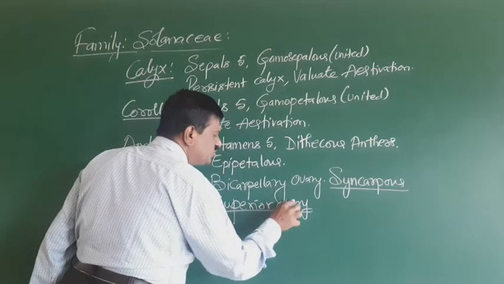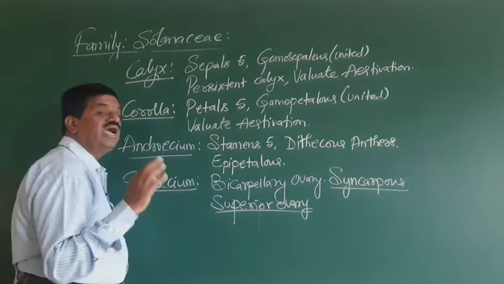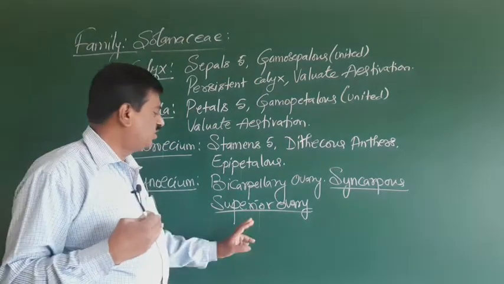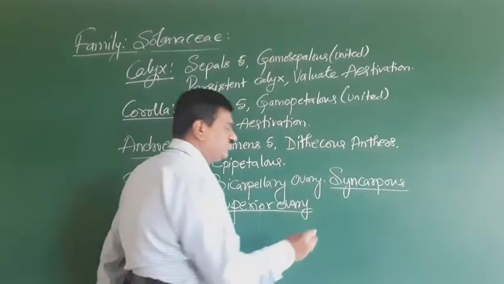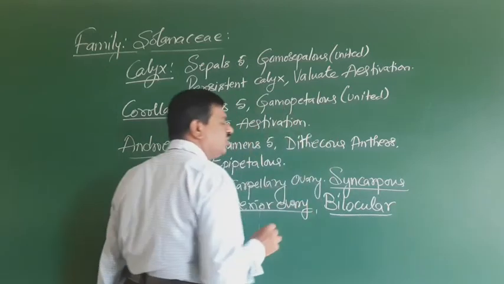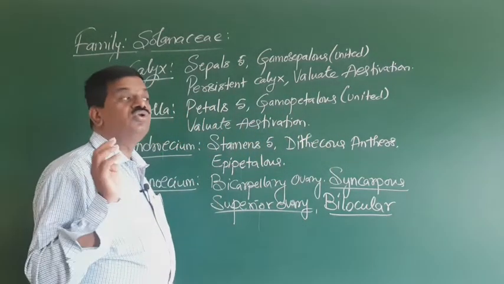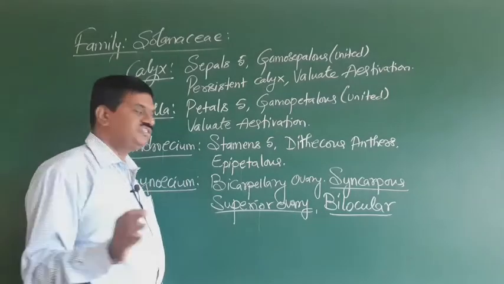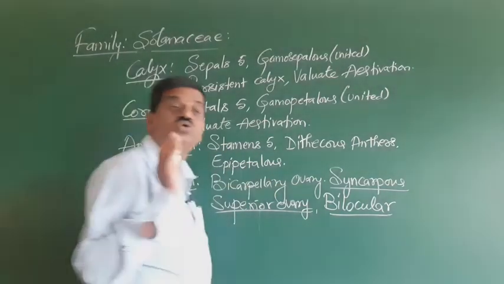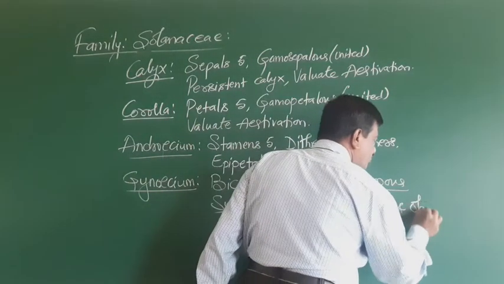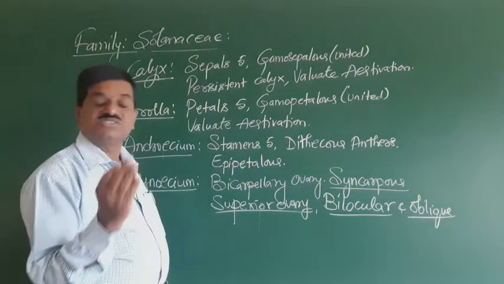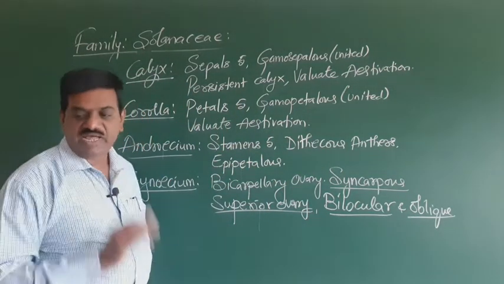Superior ovary. So the word superior ovary is nothing but hypogynous. The ovary is above, all the other parts are below. Hence we call it as superior ovary. Next, bilocular. The word bilocular, it is always 2 locules, 2 chambers are present in the Solanaceae, and it is obliquely arranged. The word obliquely, it is slightly slanted, so it is called as obliquely arranged.